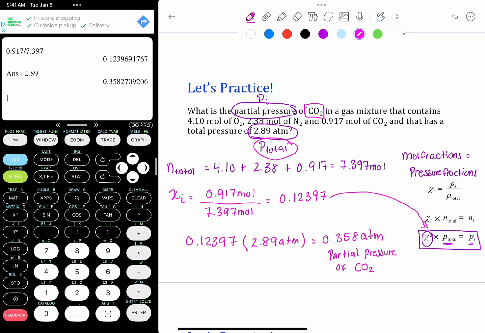So because the moles and the pressure are proportional to each other as long as temperature and volume are remaining constant and unchanged, we can use our mole fractions to help us find our partial pressures, because a mole fraction is equal to our partial pressure. They make up the same kind of ratio, whether you're looking at moles versus pressures.